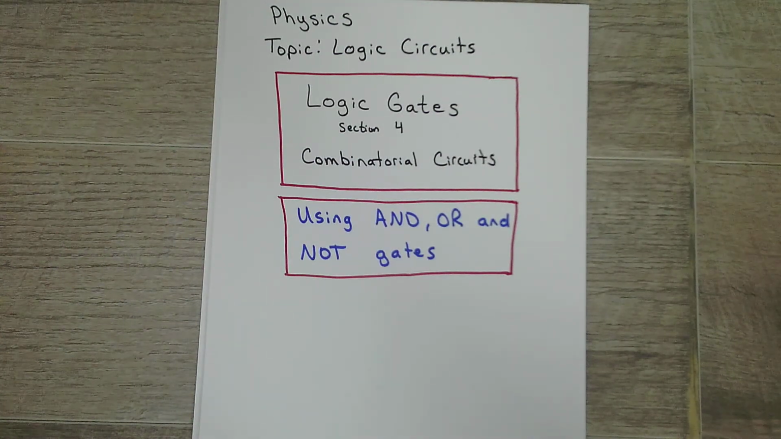Hello class. So we're going to start looking at combinational circuits. We're going to start off using AND, OR, and NOT gates. Okay, we'll start off pretty easy. Today we'll look at just basically a two-step combination circuit, and we'll involve a little bit of the Boolean expression.